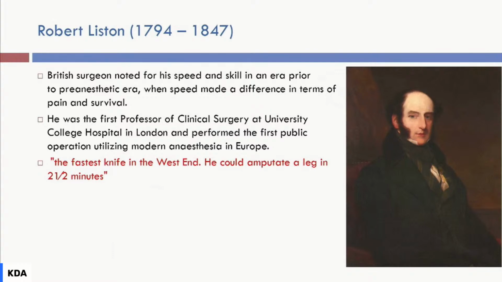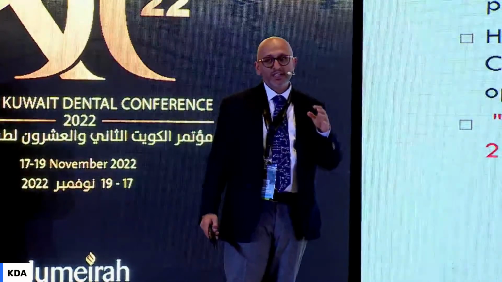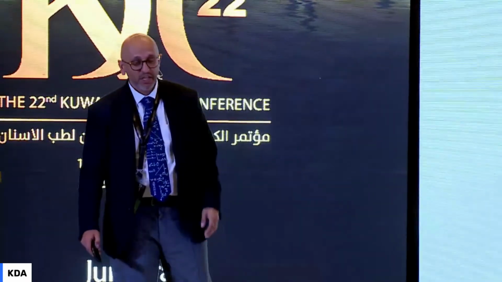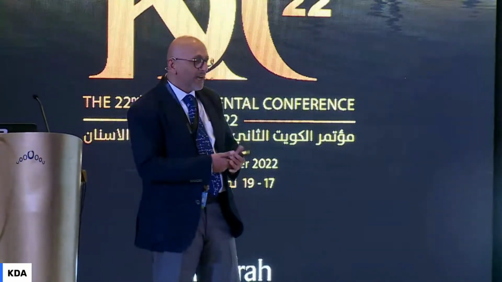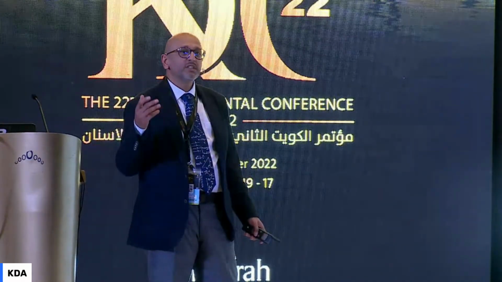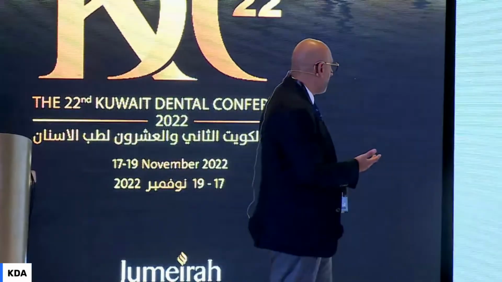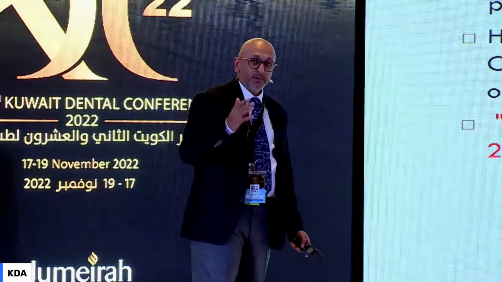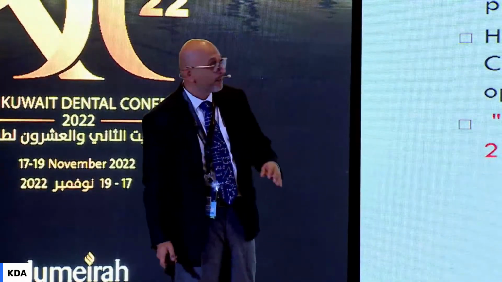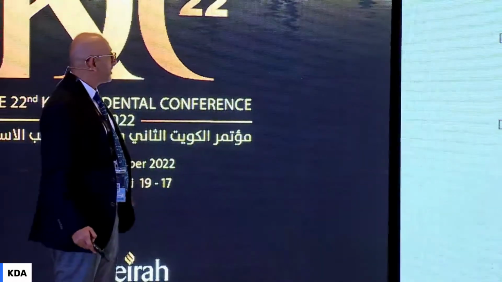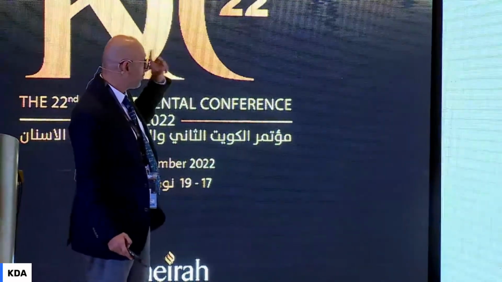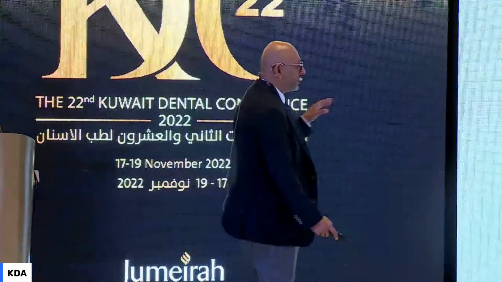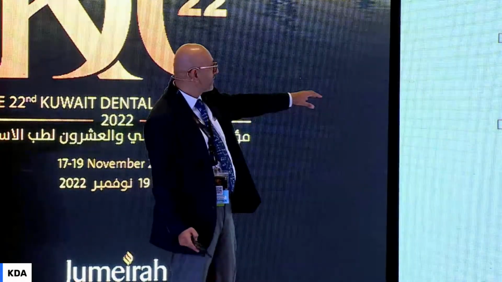Let's go into the story of Robert Liston. Robert Liston is a British surgeon. He used to be famous in his time. He was the fastest surgeon in his time doing above knee amputation and below knee amputations. So in the past, if the patient had diabetes or something, they had to amputate the leg. So surgeons used to brag how fast they used to do the amputation. Because it was a pre-anesthetic era, the faster you did it, the better you were. He was the first professor of clinical surgery at the University College Hospital in London. He performed the first public operation utilizing modern anesthesia in Europe at that time. So that was pre-anesthesia and using anesthesia for the first time in Europe.